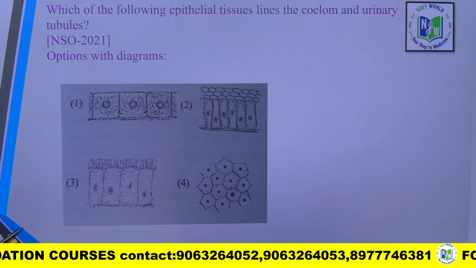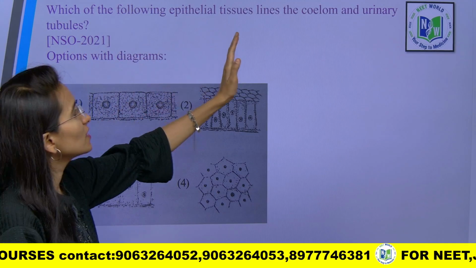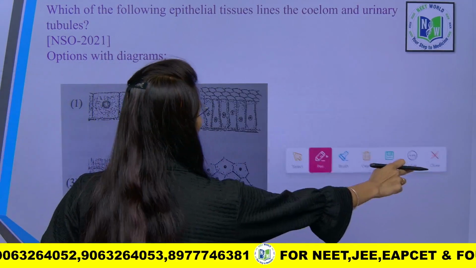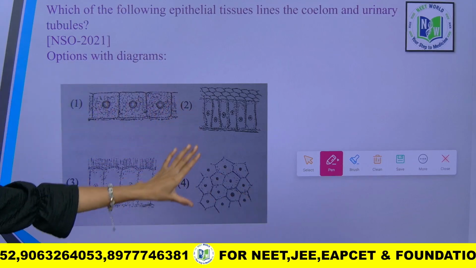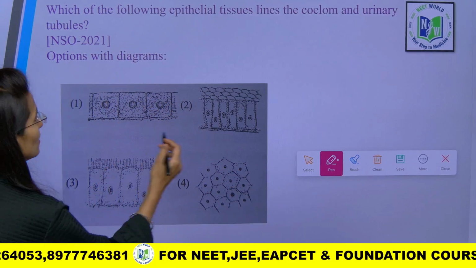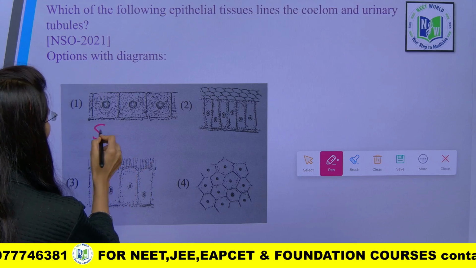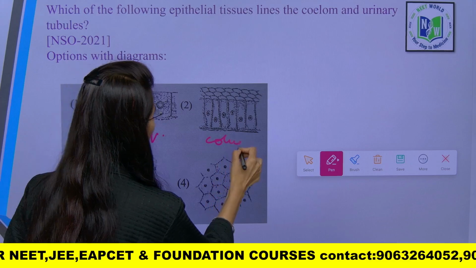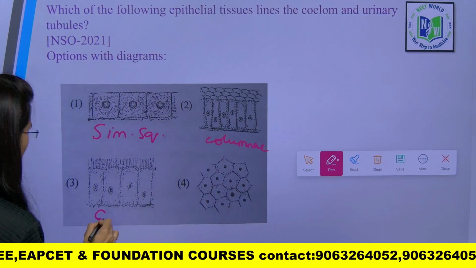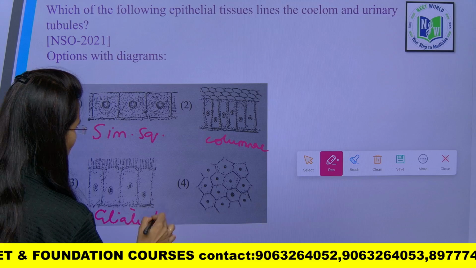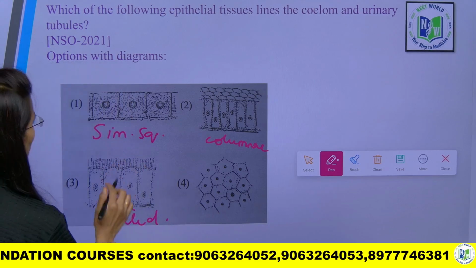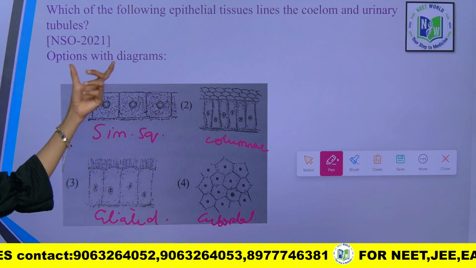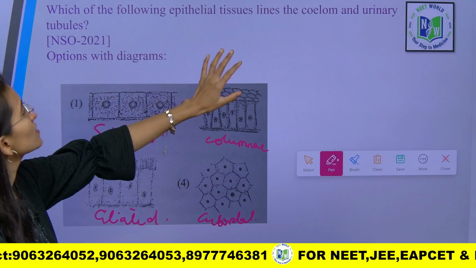So let's look into the next question. Which of the following epithelial tissue lines the coelom and urinary tubules? Okay. Yes, the given tissues are these figures. This will be the simple squamous, and this will be the columnar, and this is ciliated, and this will be the cuboidal.